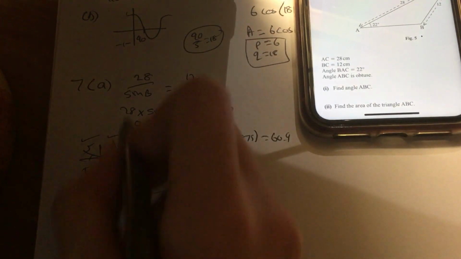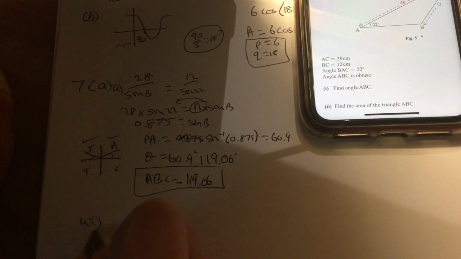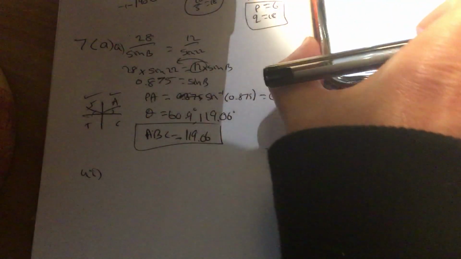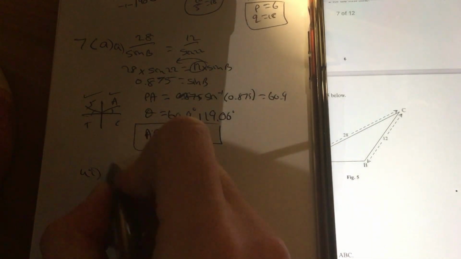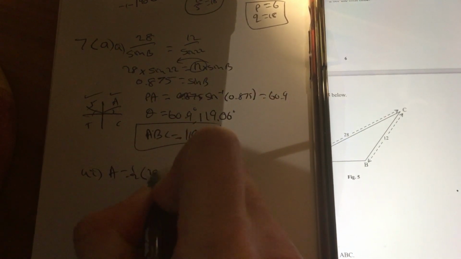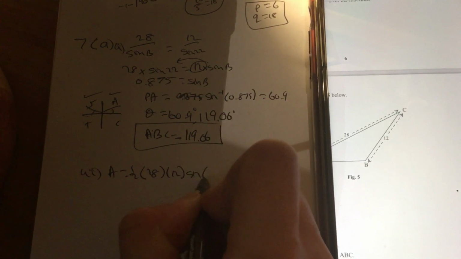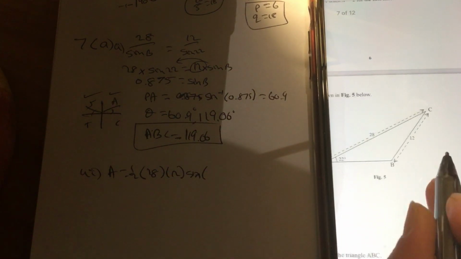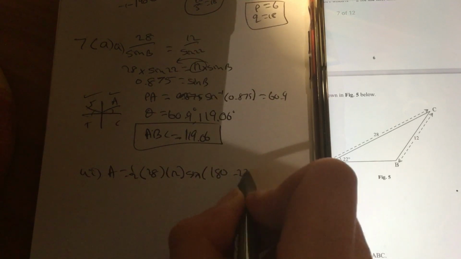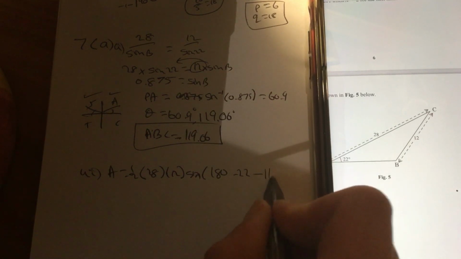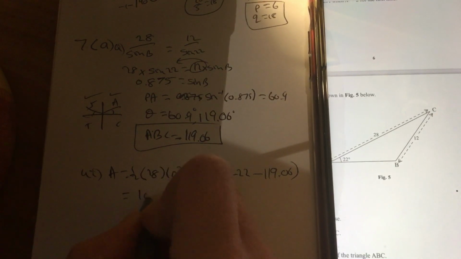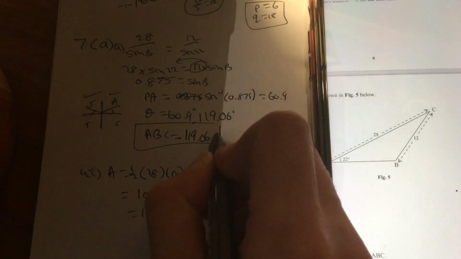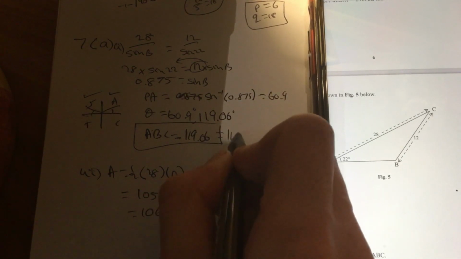Part 2 of question 7 is the last bit we have to do here. Find the area of a triangle. So area of a triangle is half the two sides times sine the angle between them. So it's half 28 times 12 times sine that angle between them. So to find the angle at C, I would do 180 minus 22 minus the angle you've just found, giving you an answer of 105.58, to 3 significant figures, 106. I should have given this one to 3 significant figures as well, 119.